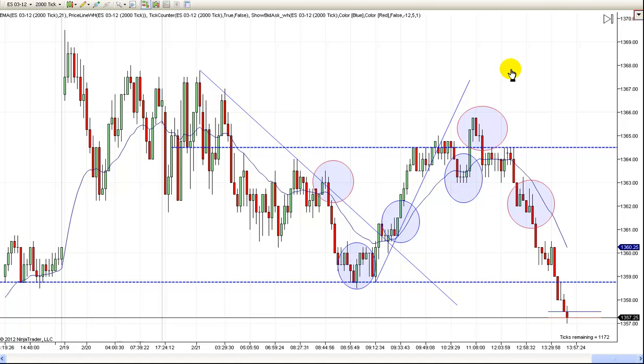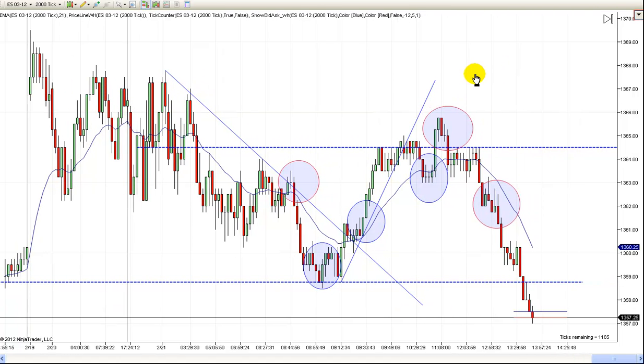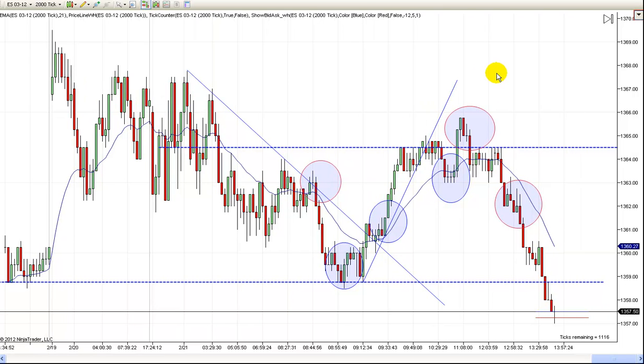It's really a choppy range type day so far. It's about a quarter to two. I'm doing the chart lesson a little early today.